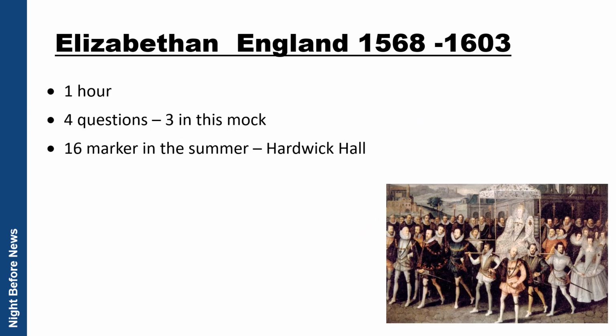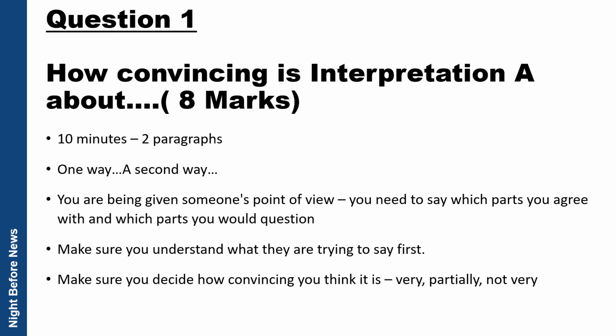Your Elizabethan England paper from 1568 to 1603 will be an hour. In the real exam, you will have 4 questions. You will just have 3 in this mock that you are sitting in March. That's because we won't have covered the 16 mark content in this in class yet. And in the summer, we know already that that's going to focus on your historic environment of Hardwick Hall. So the first question you're going to have on your Elizabeth paper will ask you, how convincing is interpretation A about something? So again, we're seeing that that's 8 marks, 10 minutes, 2 paragraphs.